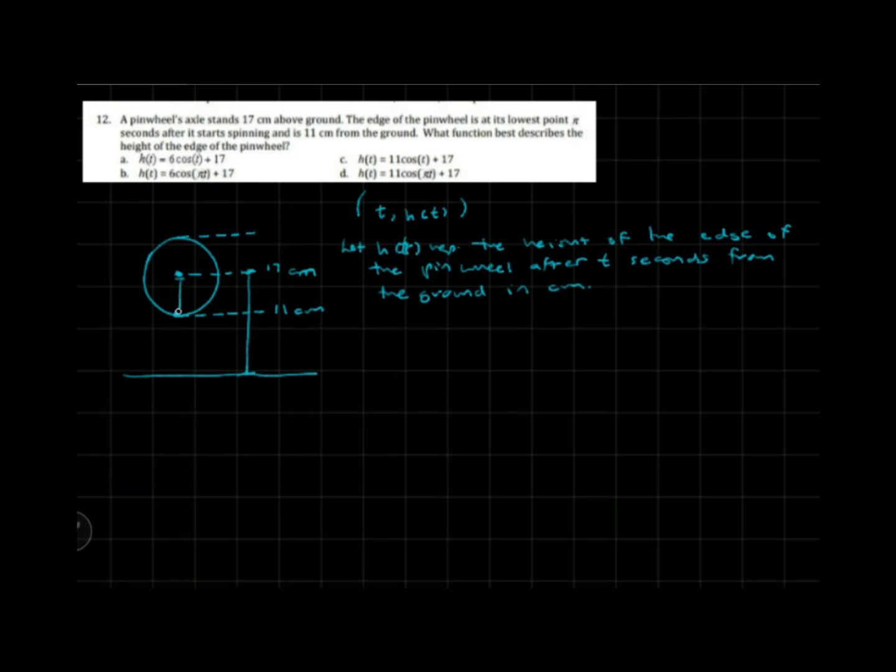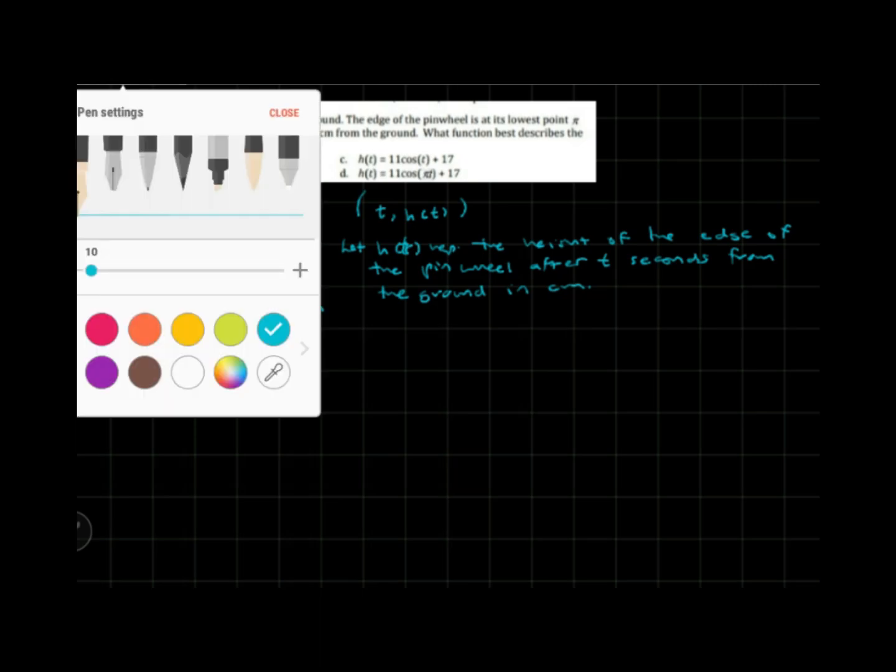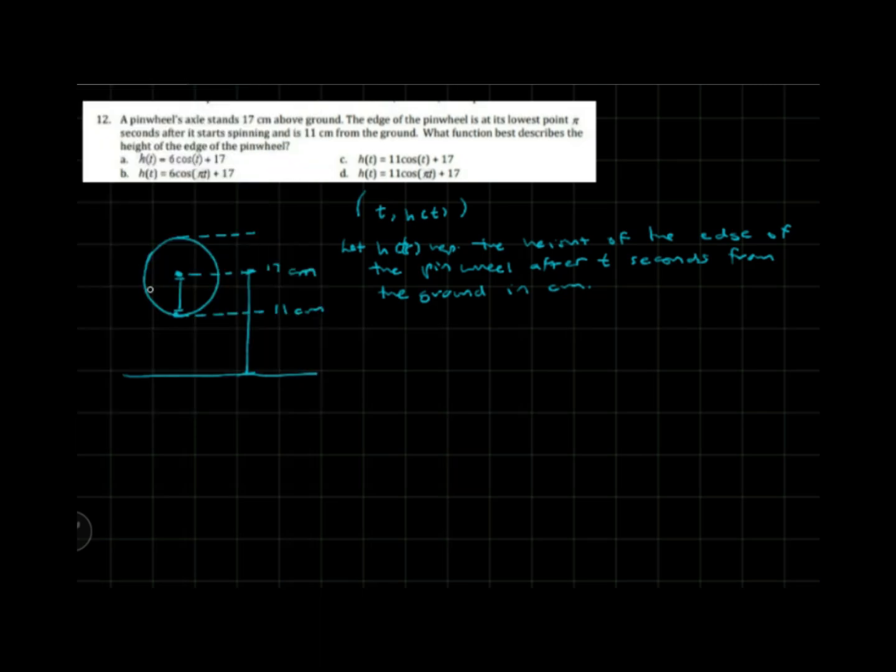We can understand that the pinwheel's axle should act as the center, so the distance from the axle to the lowest point is the radius, which should be 6 centimeters. As a result, because it is a radius from the center, this also should be 6 centimeters. So the maximum height should essentially be 23 centimeters from the ground. What function best describes the height of the edge of the pinwheel?